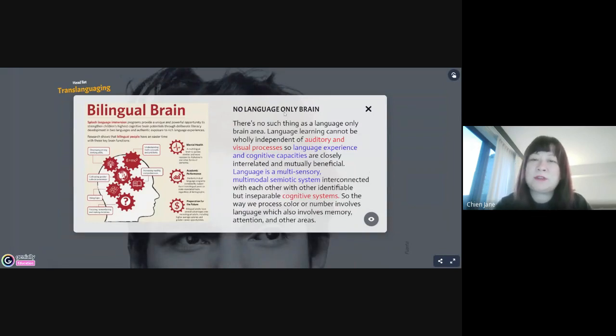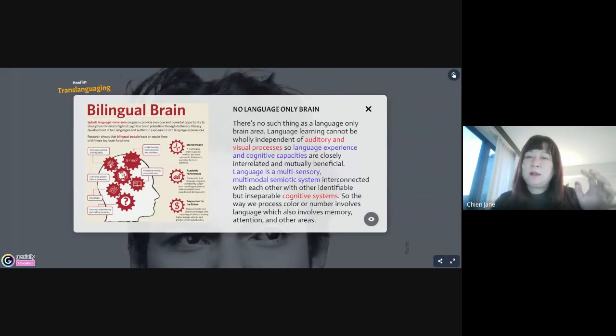All right, so cognitive-wise, there is no language-only brain, because there's no such thing as a language-only brain area. Language learning cannot be wholly independent of auditory and visual processes. This is saying that our auditory, what we hear and what we see, are not independent of language learning areas. They are connected, okay? So what we hear and what we see is connected to our language learning areas in the brain. And so language experience and cognitive capacities are closely interrelated and mutually beneficial.